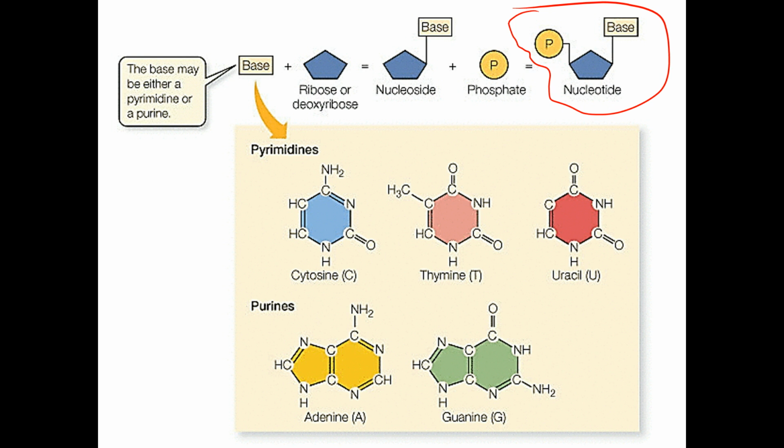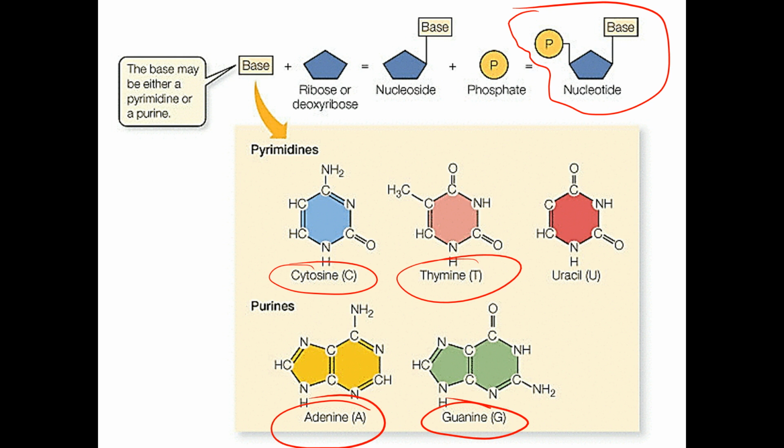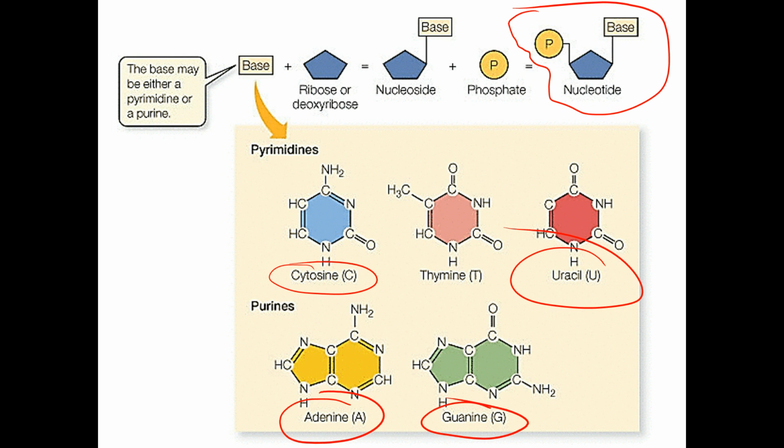Now, the bases: you have pyrimidines and purines. The bases that you find in DNA are going to be cytosine, guanine, thymine, and adenine. When you're talking about RNA, you have cytosine and guanine, so you have your pyrimidine and purine. They also have adenine and uracil. So there is no thymine in RNA. It's only going to be found in DNA.